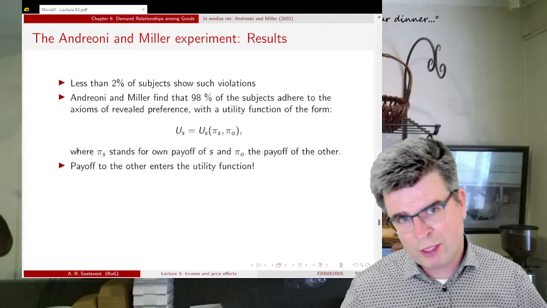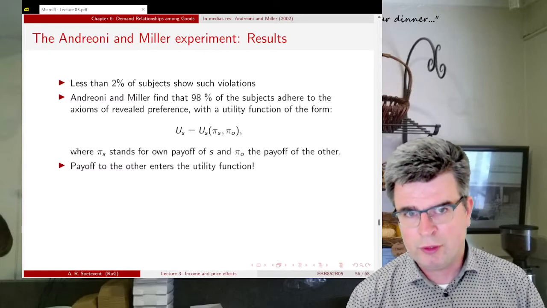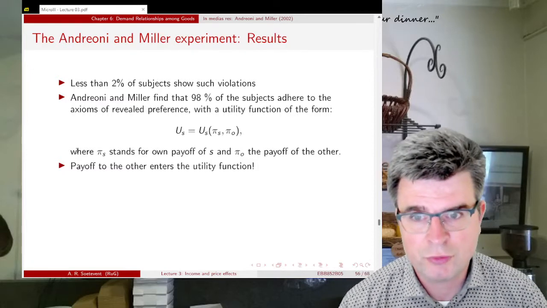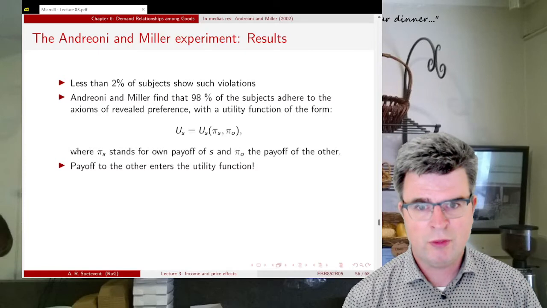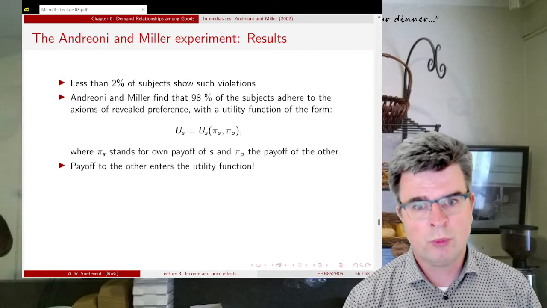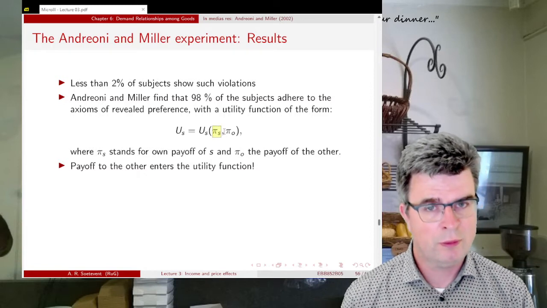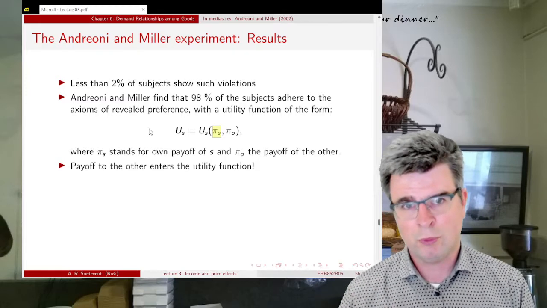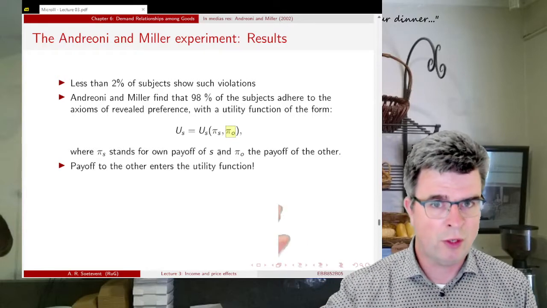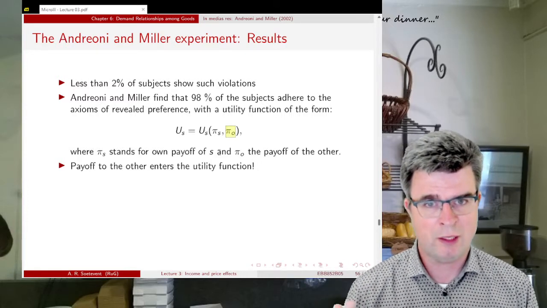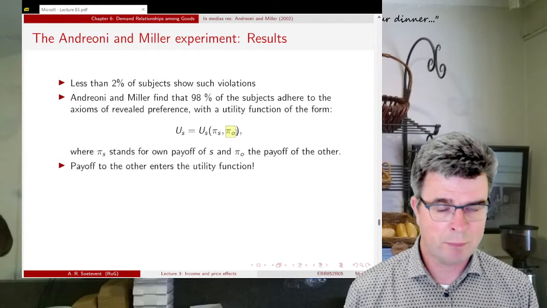And they do it for many subjects, and they try to classify the different subjects into types. Now, the example I showed you of a subject who violates the axioms of revealed preference, that's the exception. Only 2% of the subjects violate these simple rules. They find that 98% of the subjects adhere to the axioms of revealed preference, and they have some utility function where the utility depends on the payoff that you receive yourself, and you care about your own payoff, but you're also altruistic, because the payoff to the other person, an anonymous other player in the lab who you do not meet afterwards, still affects your utility to some extent.